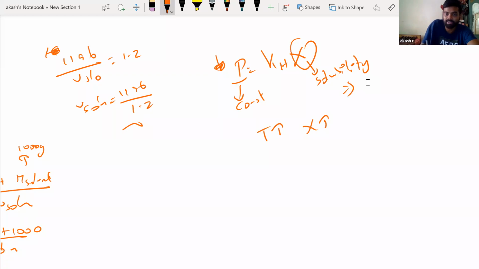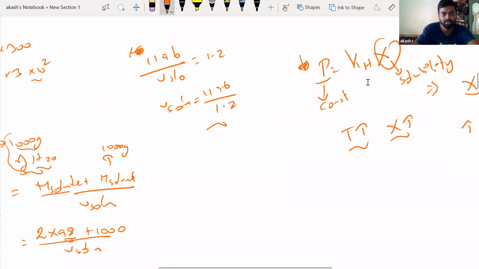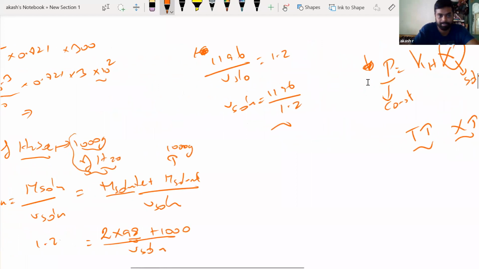Now I'll just rewrite this equation like this. X is equal to P divided by KH. I told you P is some constant. So what I can tell is X and KH are inversely proportional. That means if X is increasing, that is the solubility is increasing, then the KH value is decreasing. Now what are they talking about? They're talking about temperature increasing. Temperature increases, solubility increases, KH decreases. As simple as that. So KH decreases with increase in temperature. That's what you have to see. B is the correct answer.